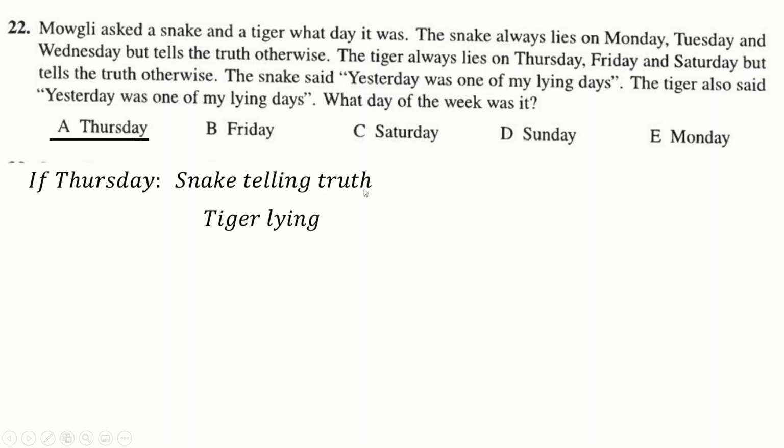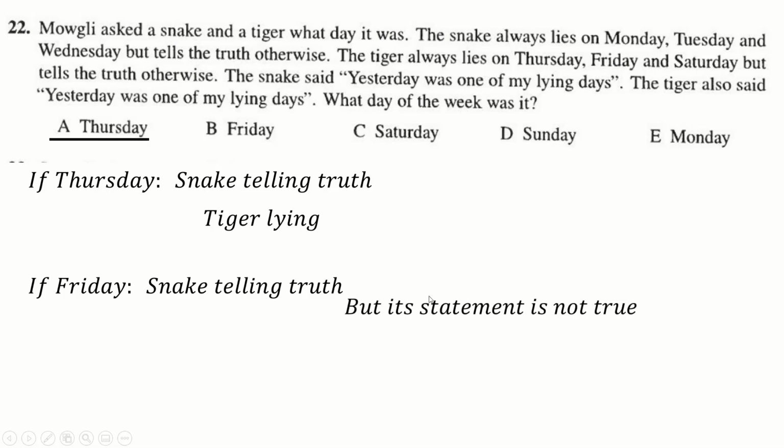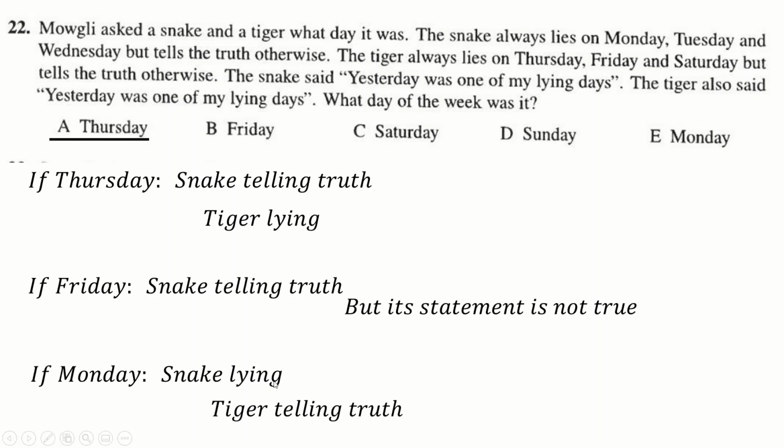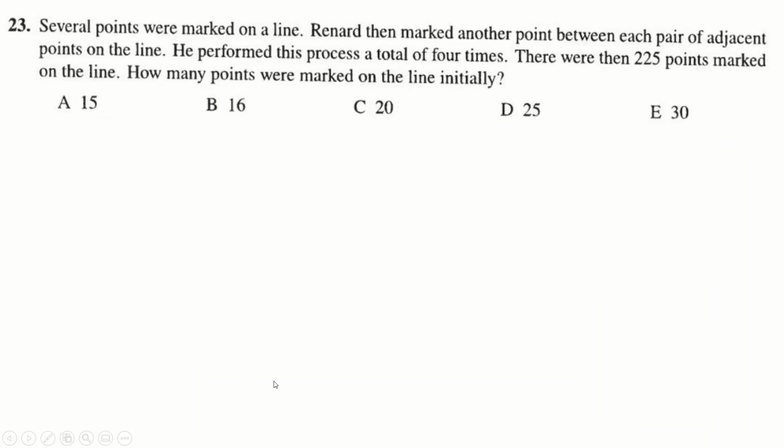And just to show you what it looks like when that's not the case, if you were to pretend it's Friday, on Fridays the snake tells the truth, but the snake says, yesterday was my lying days. Yesterday is Thursday, which is also a truth day for the snake. So that's not correct. That's a contradiction. So that's just what it looks like when it doesn't work. But yeah, just try the options when you get a question like that. I also did it for Monday, but yeah, sure.